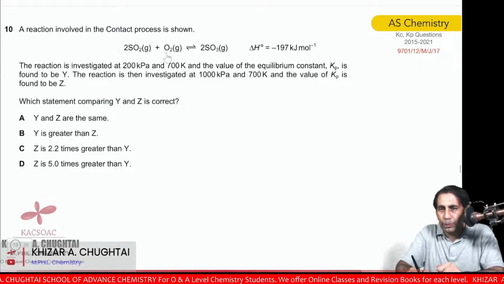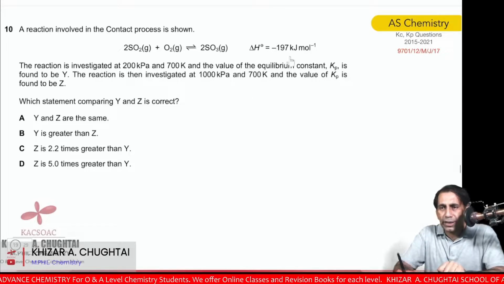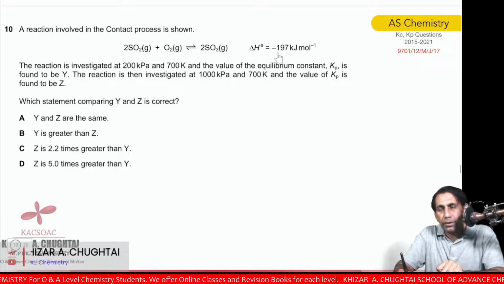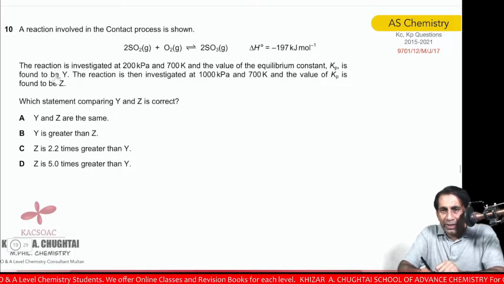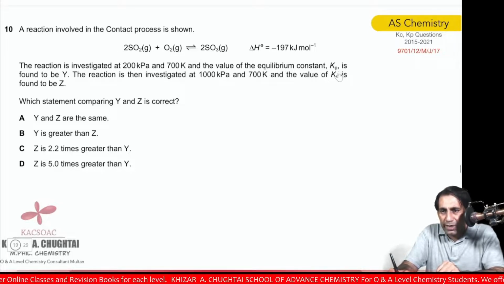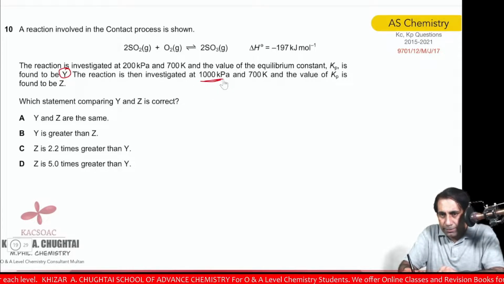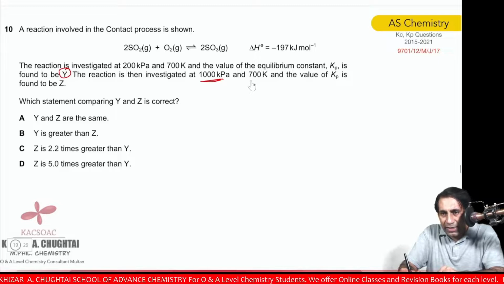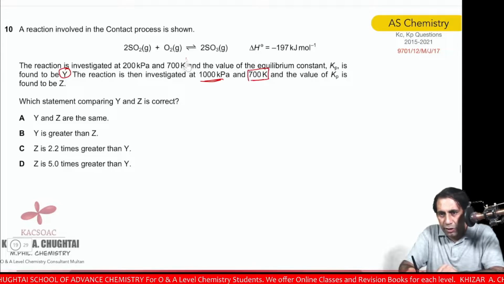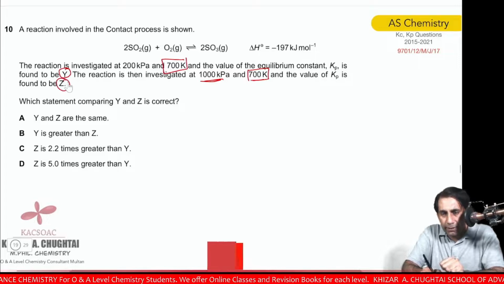Next question. A reaction involved in the contact process is shown. 2 mole of SO2 plus O2 goes to 2 mole of SO3, delta H is equal to minus 197 kilojoules per mole. The reaction is investigated at 200 kilopascal and 700 Kelvin. The value of equilibrium constant Kp is found to be Y. The reaction is then investigated at 1000 kilopascal pressure and at the same temperature as the previous one. The value of Kp is found to be Z, right?